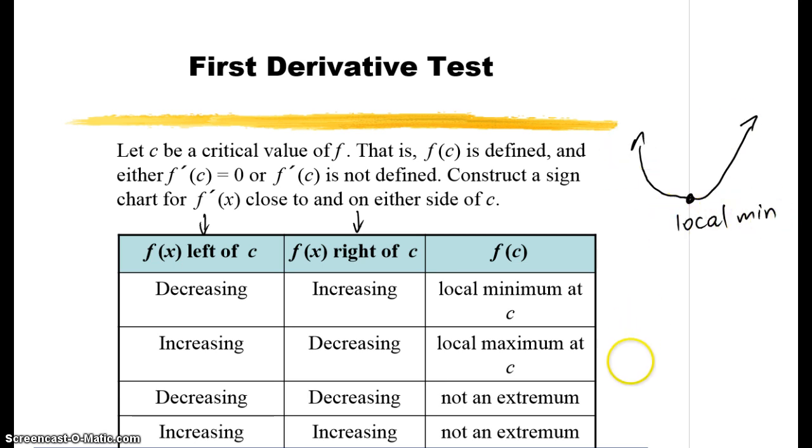On the other hand, if my function is increasing to the left of c, and then starts decreasing to the right of it, then this is a local max. Alright, so that's another possibility.